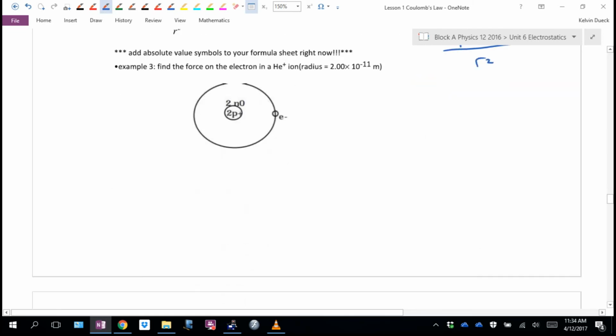So, here's an electron in a helium plus atom. What's the force that that electron is feeling from the positively charged nucleus? It's an electric force, so it's going to be K Q1 Q2 over R squared.